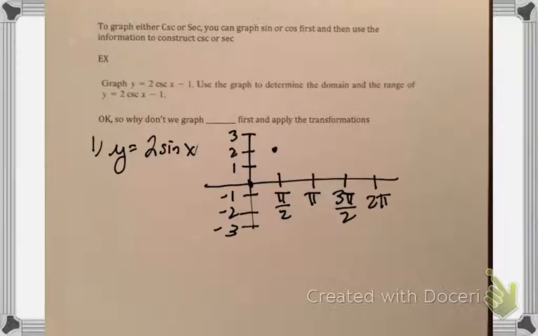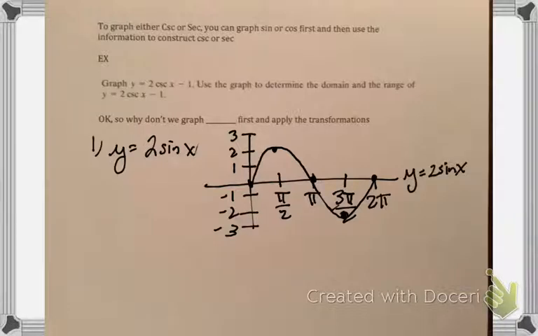2 times 0 at pi. Sine at 3 pi over 2 is negative 1. So I multiply that by 2, I get a negative 2. And I'm finally back up to 0 again. So this graph that I'm showing you right now is y equals 2 sine x.